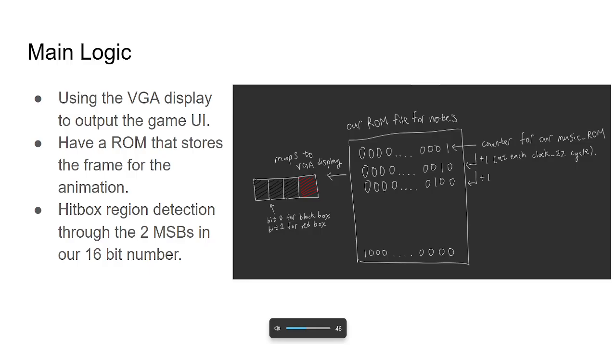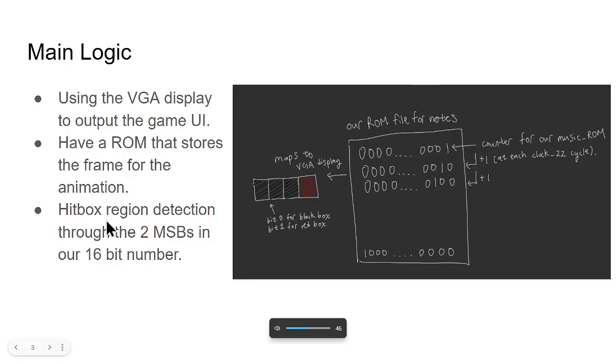Here's a little of the main logic of our design. We're using the provided VGA display to output the game UI, which is the image that you've seen previously. We have a ROM that stores a frame of each animation in 16-bit values. For each frame, we partition the region on the VGA display into 16 blocks horizontally, and each bit represents a block on the screen. So a block of 0001, the 1 will be our red block, while 0 represents a black box.